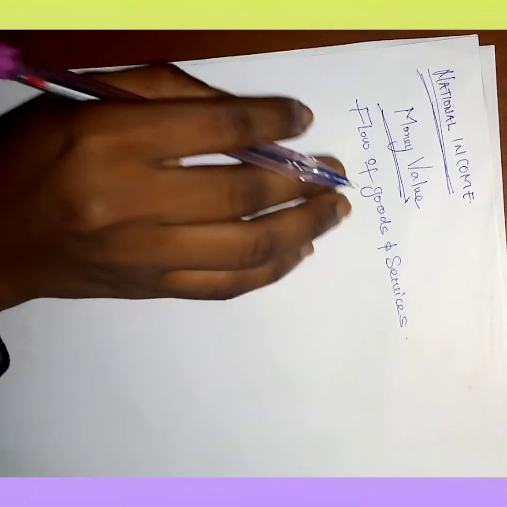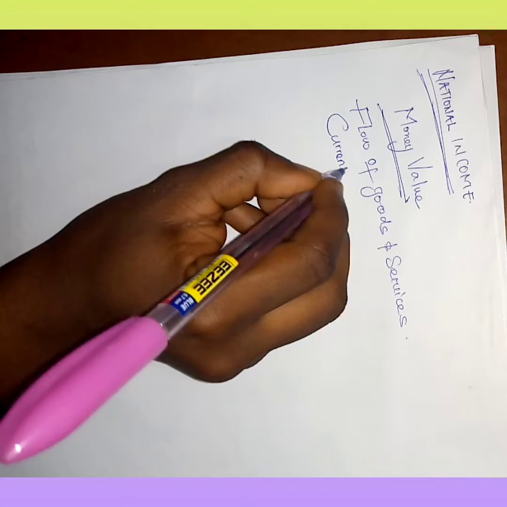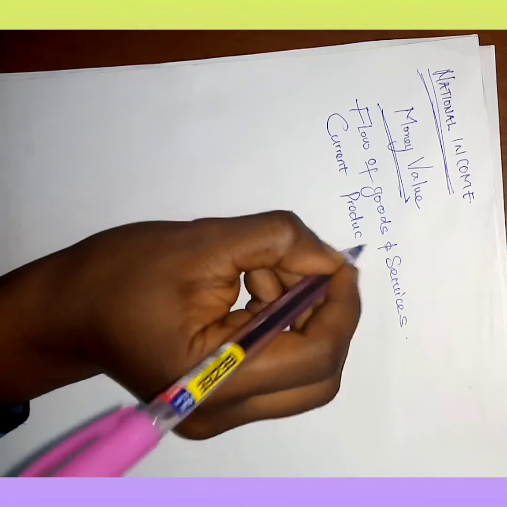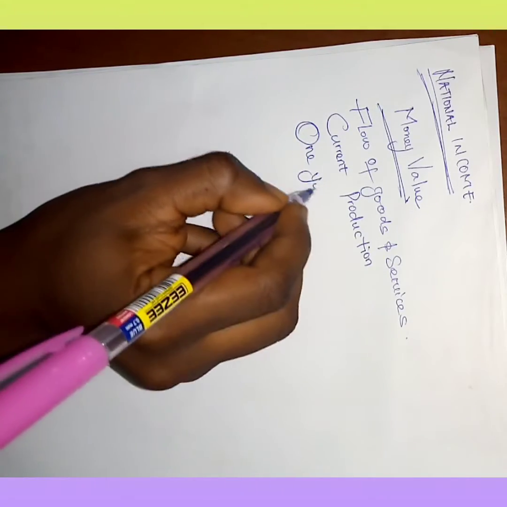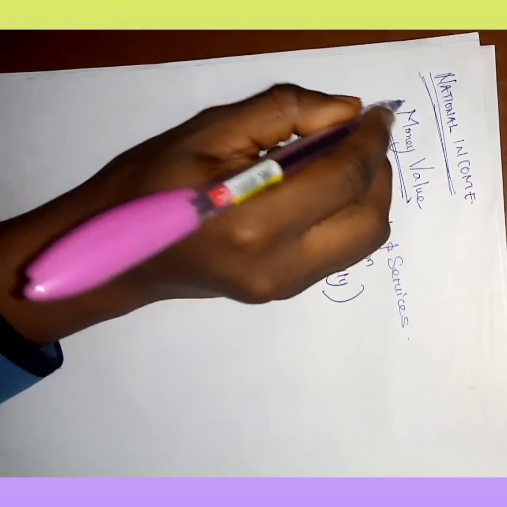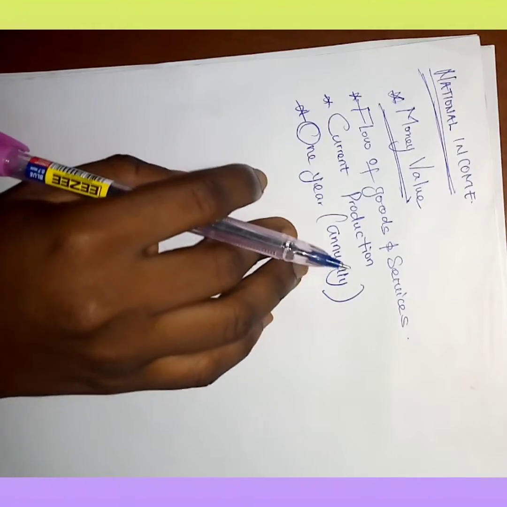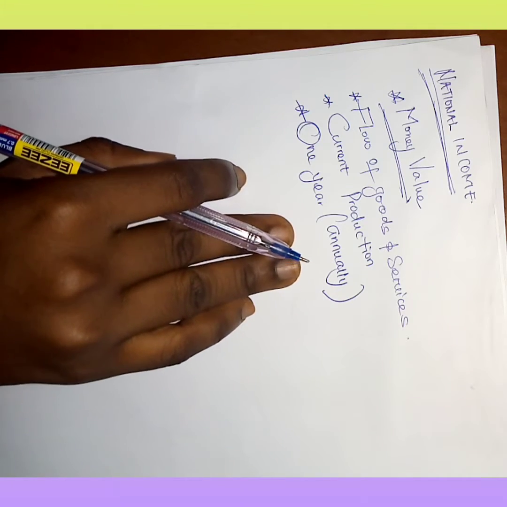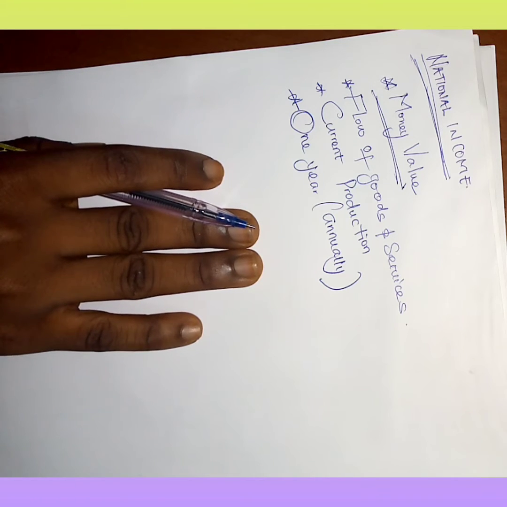and mind you, this flow of goods and services are those goods and services that arise from current production. That is, those that are produced just within a stipulated time, which is 1 year, that is annually. So each of these key terms are very, very important. They shouldn't be excluded from our definition while defining national income. So we can say a national income is simply the monetary or the money value of all the goods and services produced in a country from current production within a year.